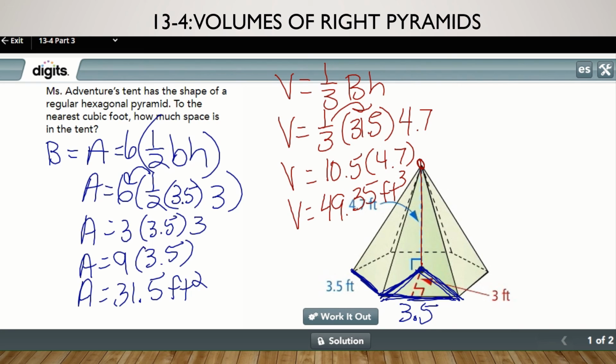Now we have to figure out if we have to round this or not. It says to the nearest cubic foot. So that means to the ones place. I'm going to look here. This is the ones place. Now this 3 is going to let me know if that 9 is going to go up 1 or stay the same. So that's going to stay the same. It will be 49 feet cubed for the volume of this hexagonal pyramid.